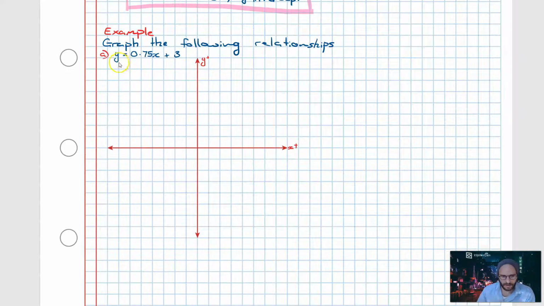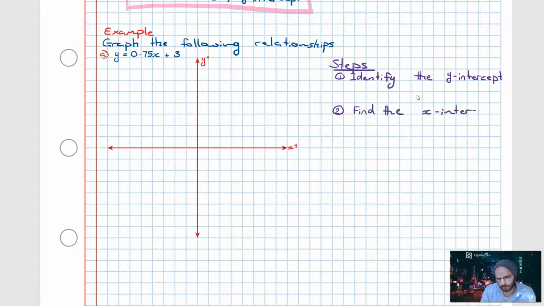Now what we have here is the algebraic representation of this linear relationship, y equals 0.75x plus 3. What we want to do is represent this relationship visually on the Cartesian plane down here. The way we can do this is through a system of 4 steps. The first step is to identify the y-intercept. The second step is to find the x-intercept. And the final step is we simply graph it.